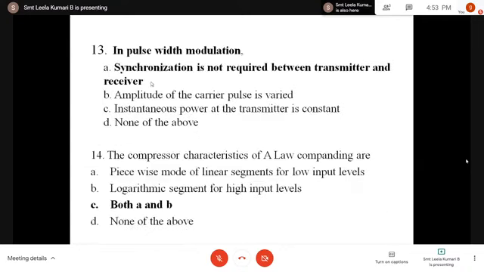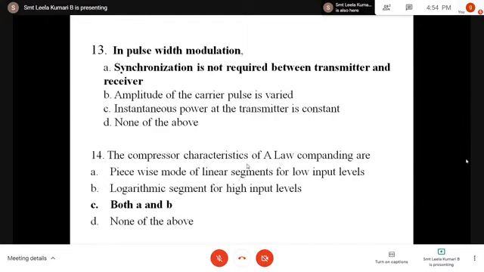In pulse width modulation, synchronization is not required between transmitter and receiver. Amplitude of the carrier pulse is varied. Instantaneous power at the transmitter is constant. None of the above. So in pulse width modulation, synchronization is not required between transmitter and receiver since the position is constant. The amplitude of the carrier pulse is varied. So in pulse width modulation, amplitude is constant. But since the width is varied, the instantaneous power at the transmitter is not constant. Therefore, option A is correct.